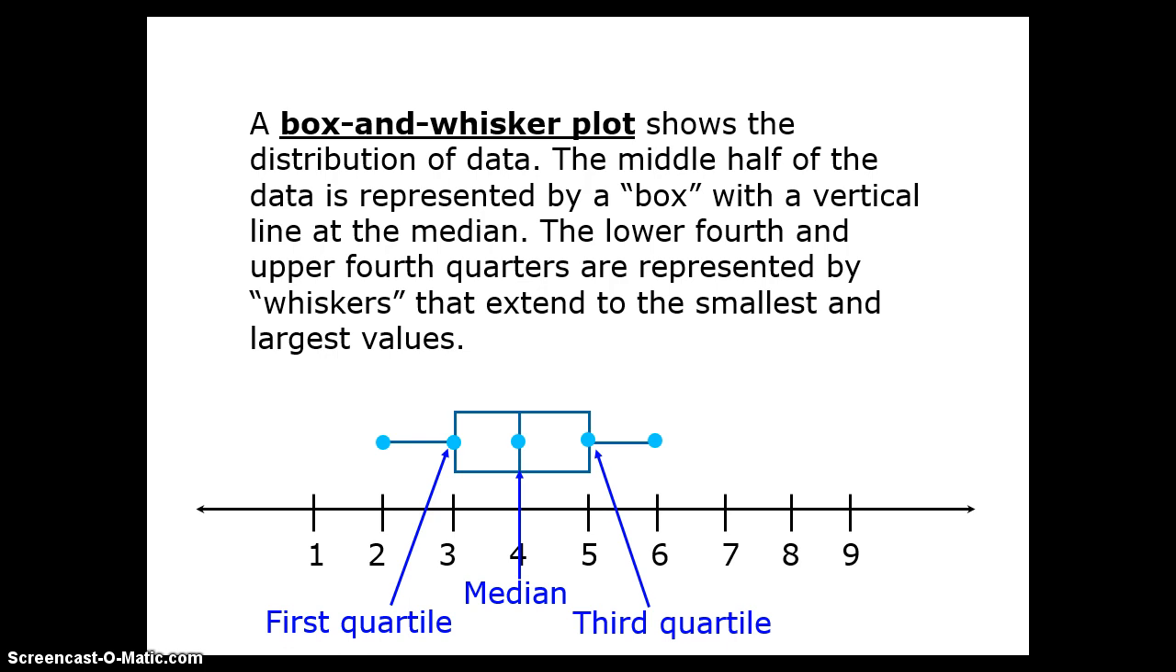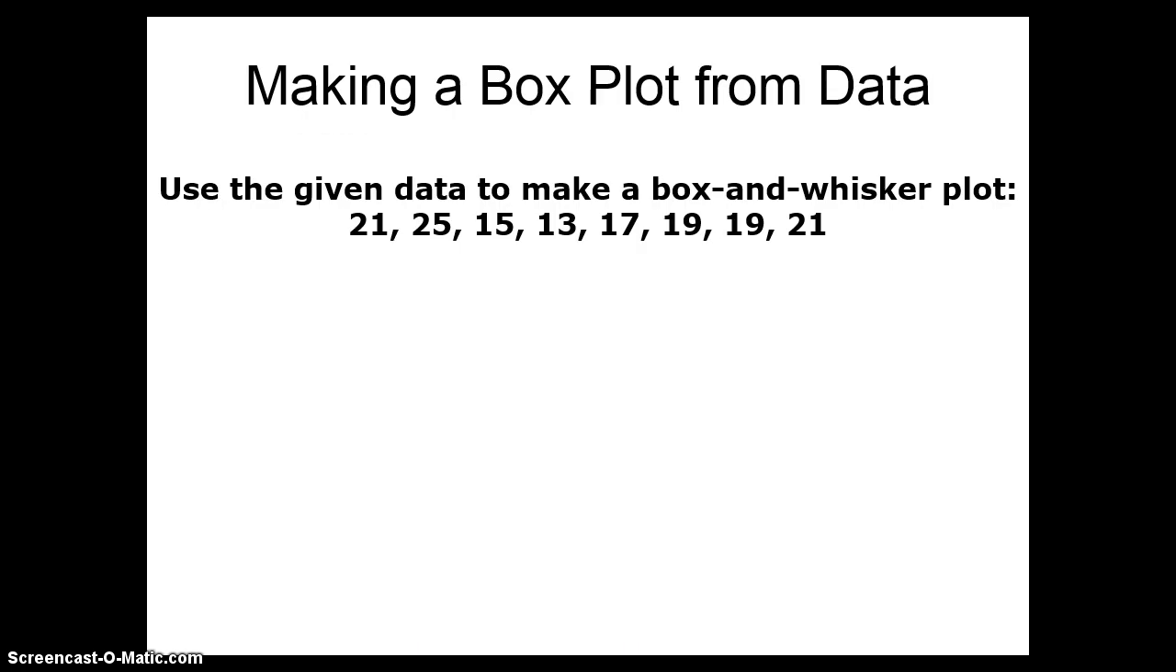The lower fourth of the data and the upper fourth of the data represent the whiskers that extend to the smallest value and the largest value, which are also referred to as the minimum or maximum, or the lower extreme and the upper extreme. So making a box plot from data is not that difficult. Let's use the given data to make a box and whisker plot.